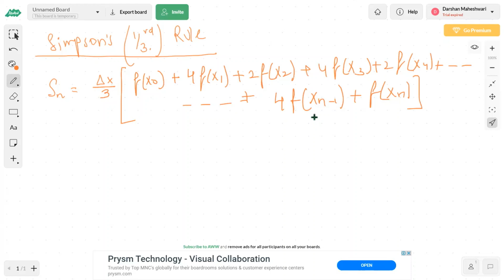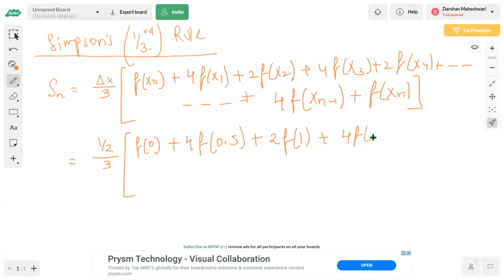Let us first calculate the area of our example, right? So the value of delta x was 1 over 2, over 3 we already have. Now f(x0) is what? f of 0. Over here we have 4 times f of 0.5. Here we have 2 times f of 1. Here we have 4 times f of 1.5, and the last one is without any coefficient, which is just f of 2. So let's put the values in. I've already done this calculation. So surprisingly, this value comes out as 4.666666, which if we approximate even to 4 decimal places, will be 4.6667.